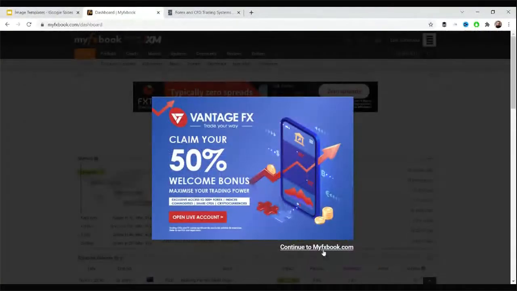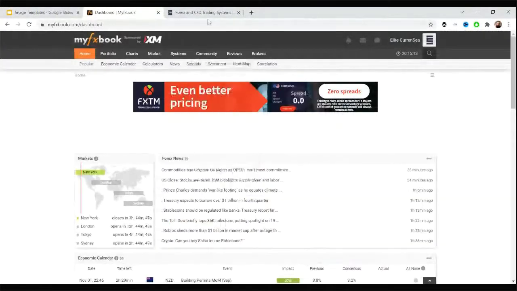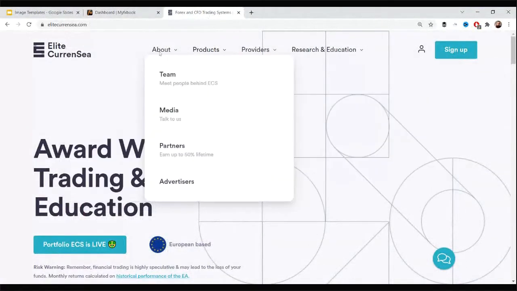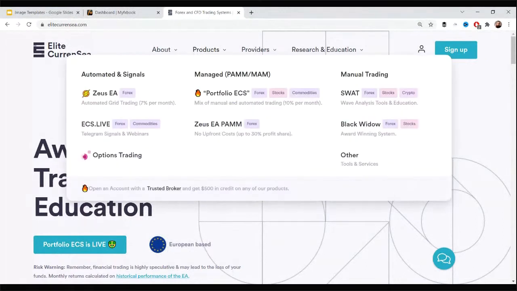So, with no further ado, what's new with Elite Currency? Well, we changed some things with the products, so they're a bit differently organized. If you go to elitecurrency.com and click on products, you'll see automated and signals on the left, in the middle managed approaches, and on the right manual trading. So maybe you're interested in multiple things or one of these. It depends on your type, how much time availability you have, and what you're looking to get out of trading.